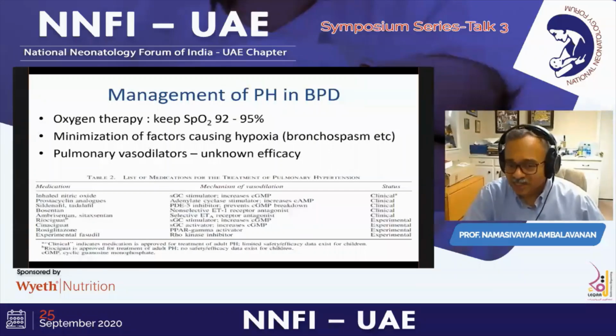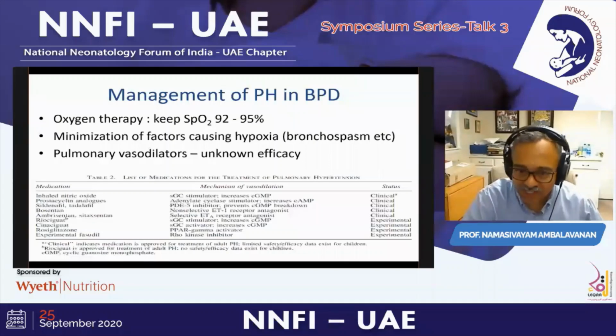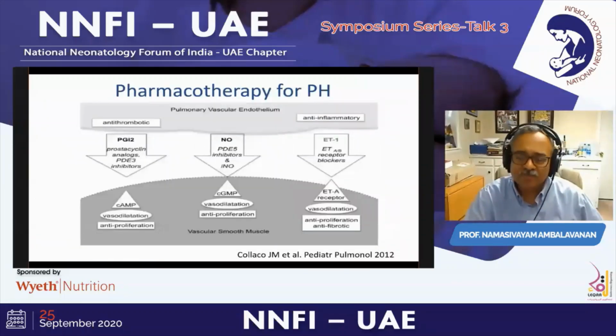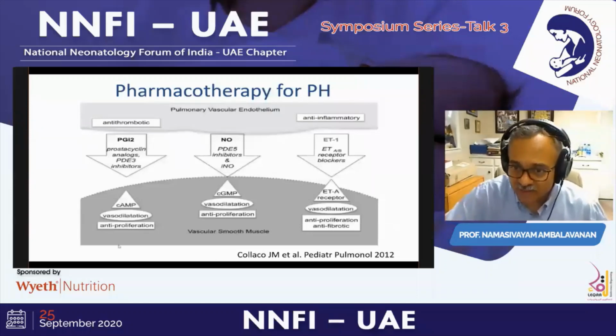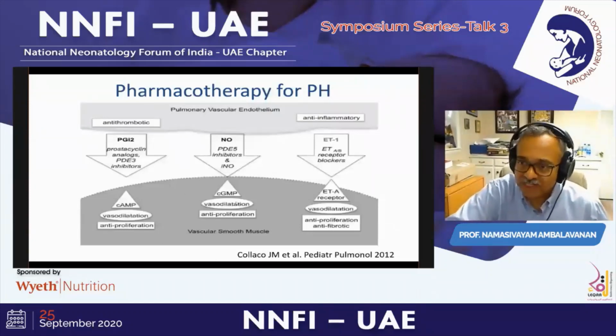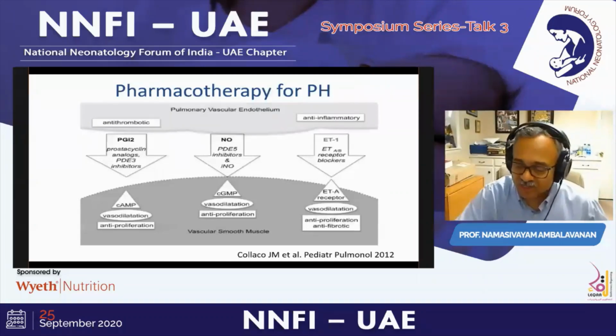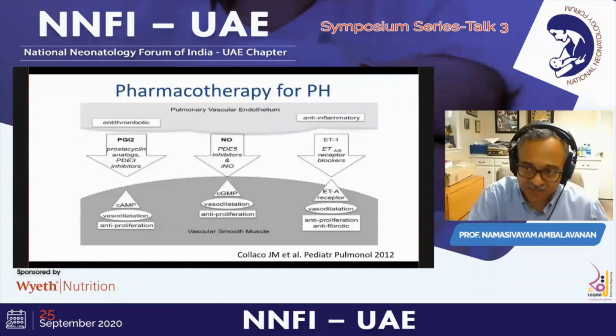There are multiple agents: nitric oxide, prostacyclin analogs, bosentan, there's also ambrisentan and sitaxentan, which are selective endothelin A receptor blockers, and the cyclic GMP agonists, or things which increase cyclic GMP, like soluble guanylyl cyclase stimulators such as riociguat and cinaciguat. But many of them are still experimental in this population. So again, you can affect the prostacyclin pathway, the nitric oxide pathway, or the endothelin pathway. There are three major pathways affecting pulmonary vasomodulation.